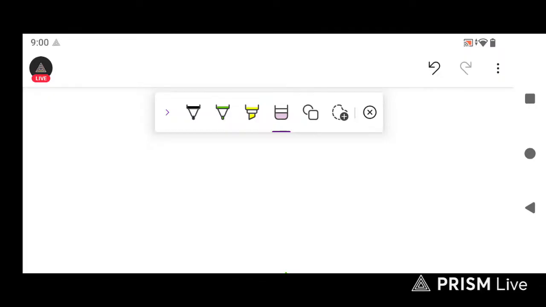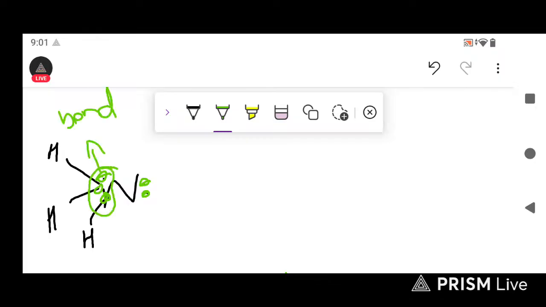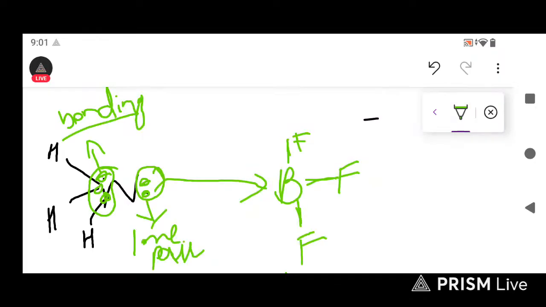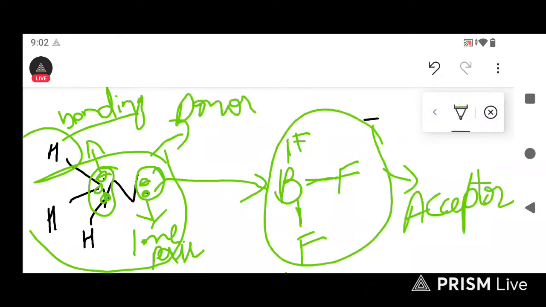A very common example is ammonia, NH3. As I discussed, nitrogen has five valence electrons. So here there are five valence electrons. The lone pair goes toward the boron, and so ammonia is called the donor. So this is the concept of donor, and you can understand my concept.